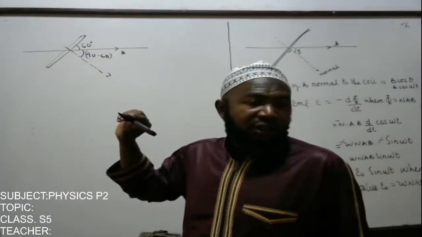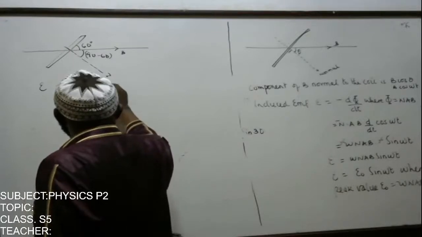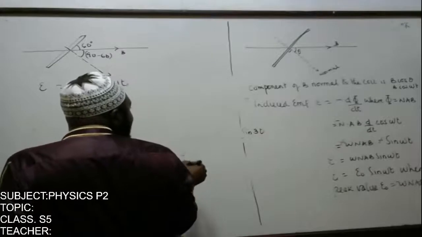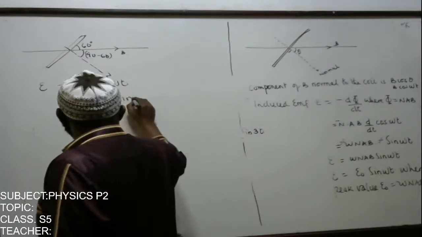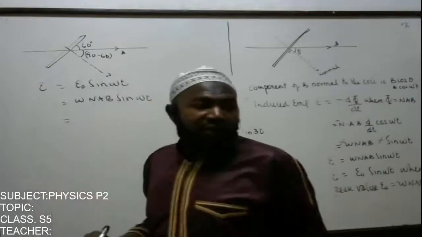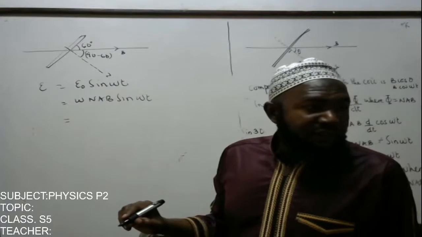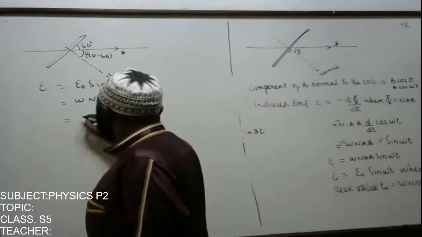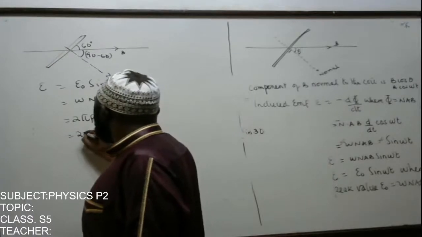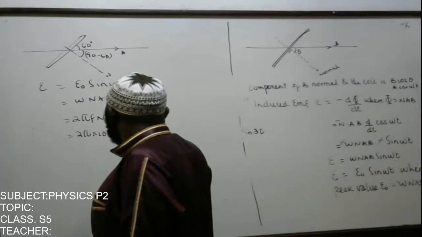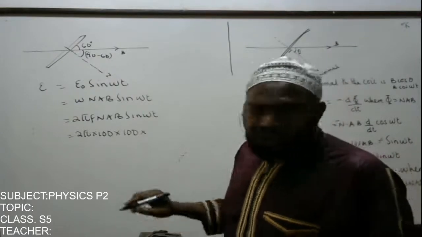And therefore, when we are using the expression E, the first part of the question is requiring us to use E is equal to the expression E naught sine Wt. The E naught is NBAW now, so that's going to be equal to, according to the question, we're given that the angular velocity was given to be 100 revolutions per second. This is going to be 2 pi f now, sine Wt. That's going to be 2 pi 100. The number of turns are 100. And then the area of the coil was 2 times 10 power minus 2.